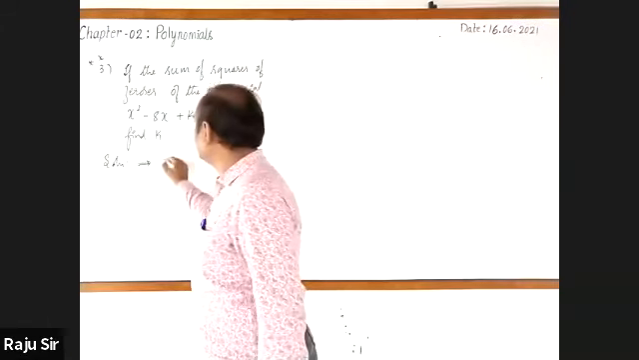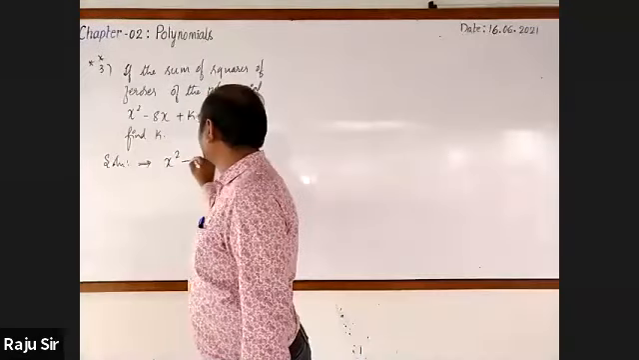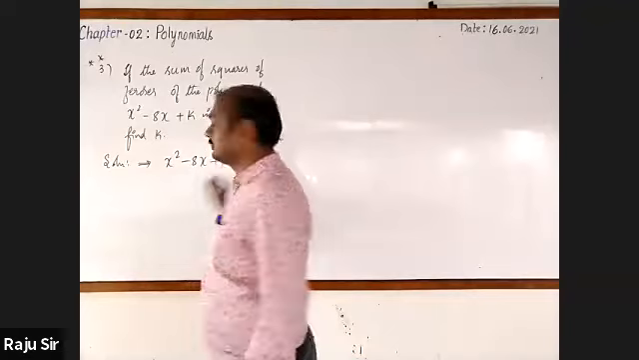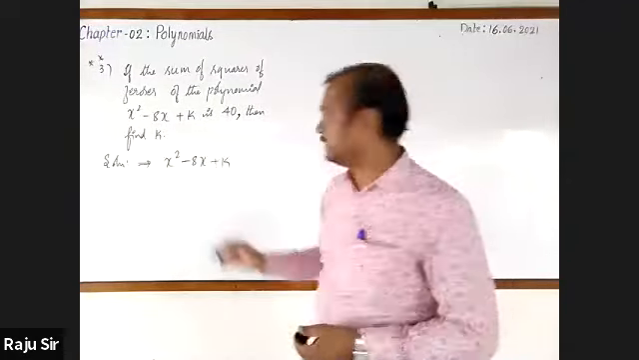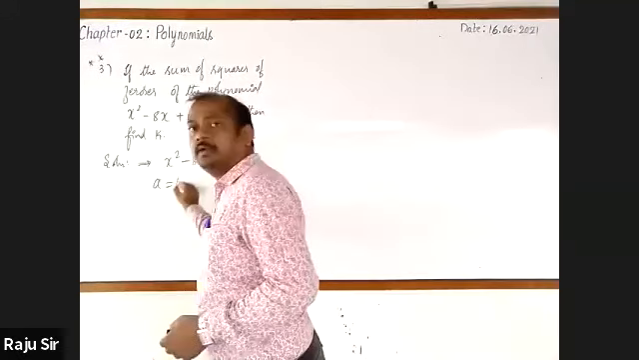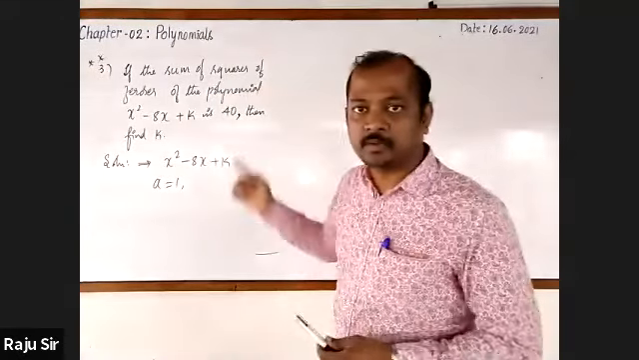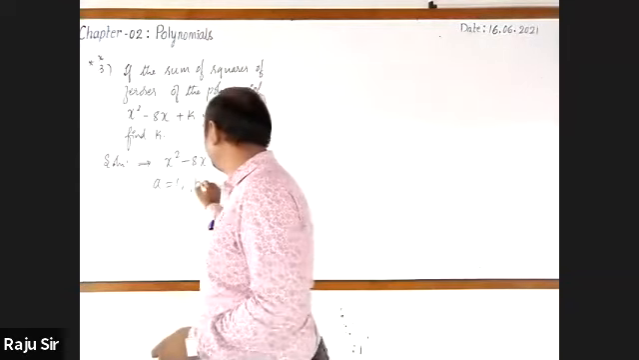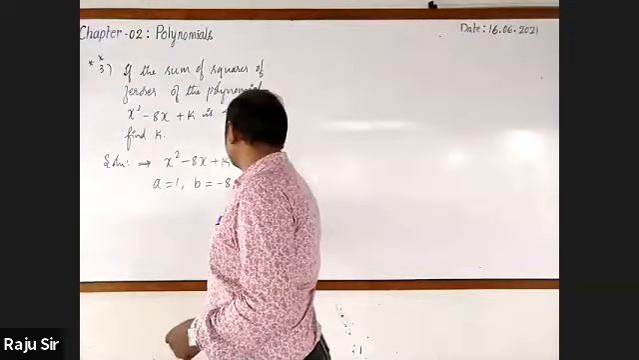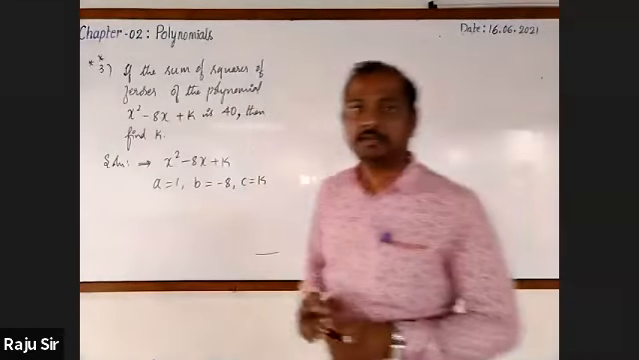Right. The given polynomial is x square minus 8x plus 8. Then let us write the coefficients. A is 1. B is minus 8. And C is k.